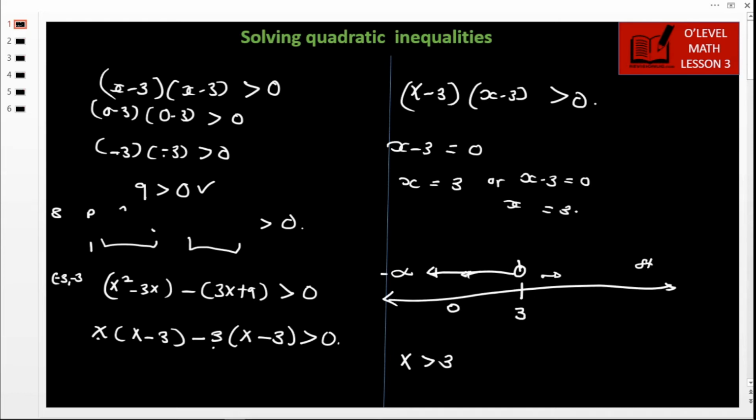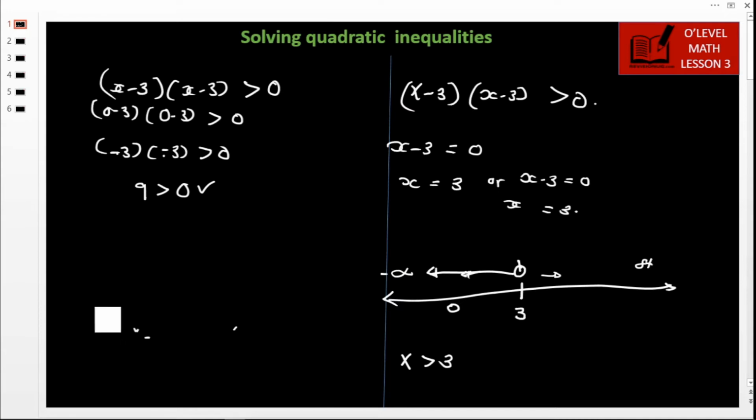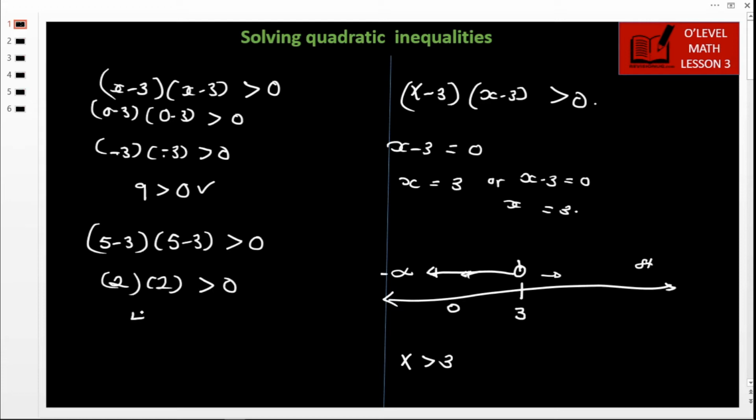So now let us also test if x is greater than 3. We pick any number that is greater than 3 towards the right, where we have the positive digits. Suppose we choose 5, so (5 minus 3) into (5 minus 3) is greater than 0. So what is this? This is 2 into 2 is greater than 0, so 4 is greater than 0. Therefore, yes, this is also right.